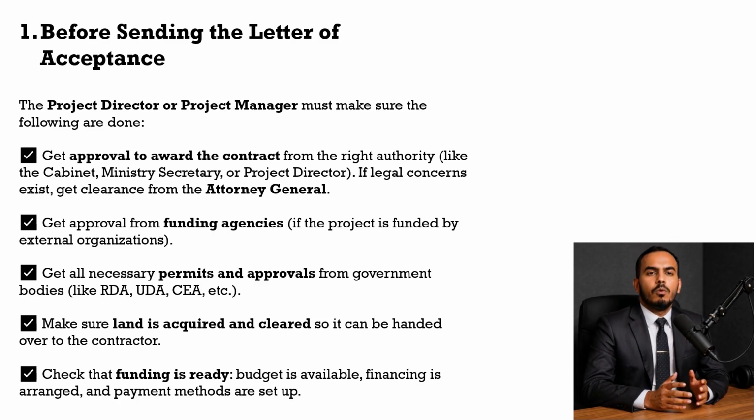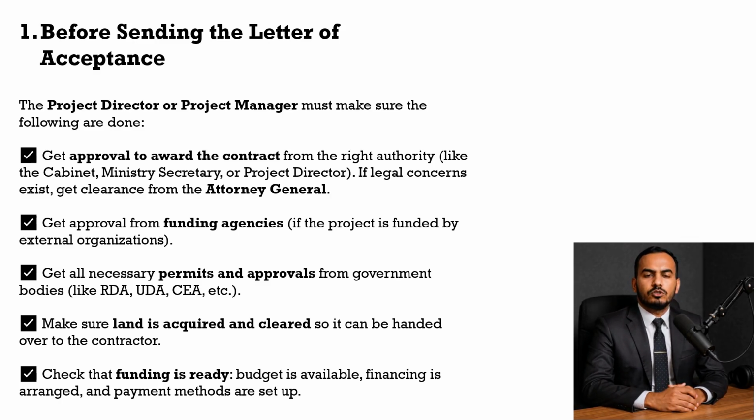First, let's look at the actions needed before sending the Letter of Acceptance. Number 1, get approval to award the contract. This may come from the Cabinet, the Ministry, or the Project Director. And if there's any legal concern, you need to get clearance from the Attorney General.